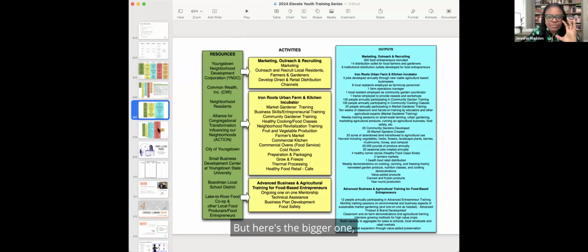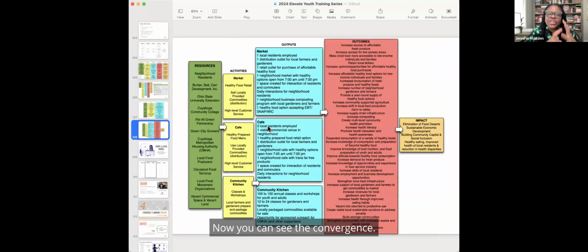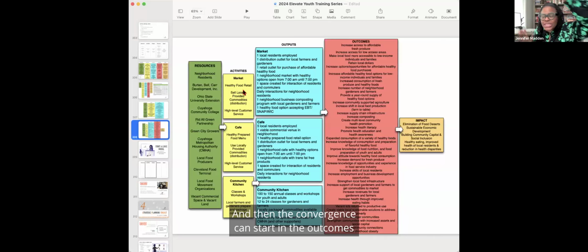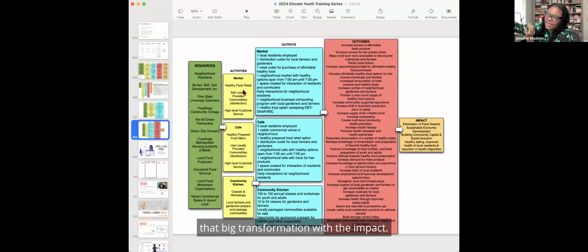But here's the bigger one, but it's going to be much more difficult to see. Now you can see the convergence. So here's a second example where I have the resources here. The activities are clustered around, and this could be around programs if you want it to be. I've kept the cluster separate in the outputs because I love to anchor activities to outputs. And then the convergence can start in the outcomes because all of these programs are helping to achieve that big transformation with the impact.